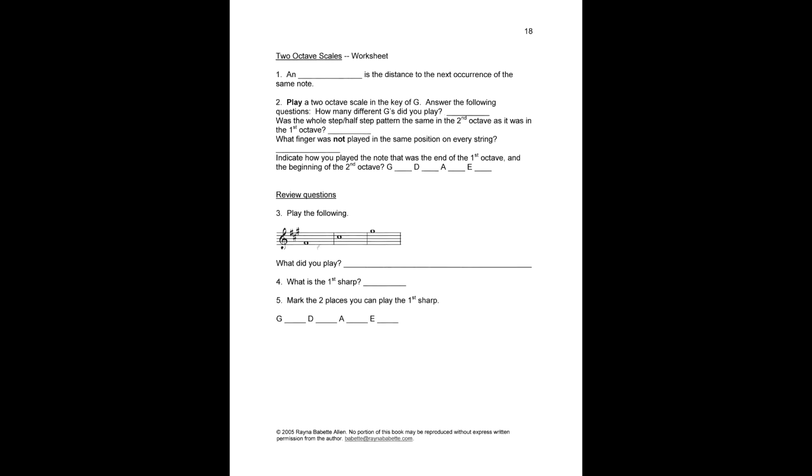Okay. In that scale, how many different G's did you play? With the 2 octave scale, you played 3 G's. Was the whole step, half step pattern the same in the second octave as it was in the first octave? Yes, it was. And you can refer to the chart in the lesson to see that. What finger was not played in the same position on every string? That would be the second finger.